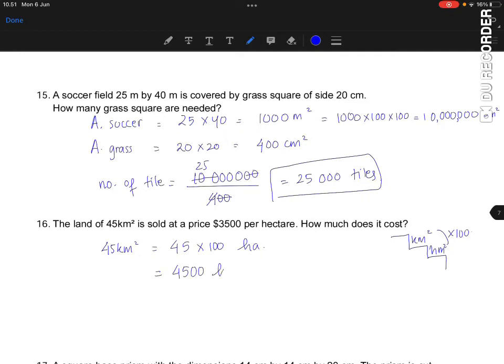If you have 4,500 hectares, and the price is $3,500 per hectare, you only need to find the total cost by multiplying your area with the money. So total cost equals 3,500 multiplied by 4,500.